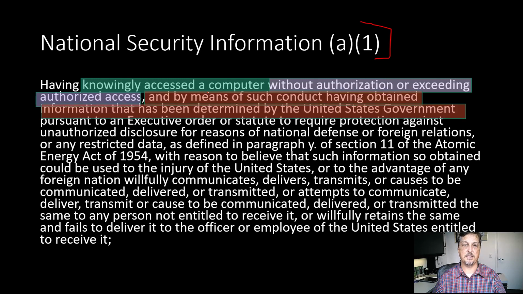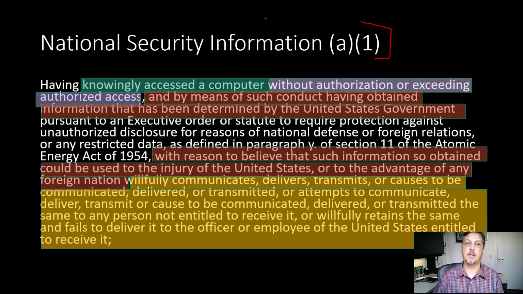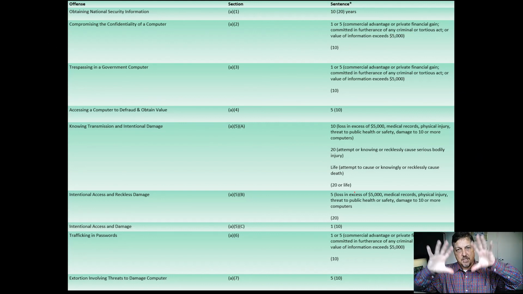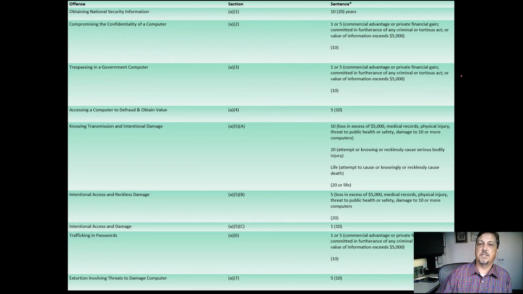And then we have a separate part of the statute, actually the first part of the statute, specifically about national security information. And this is a pretty long and convoluted section. So to try and break it down into elements: knowingly access without authorization or exceeding authorized access, and by means of that access, obtain information that is determined by the United States government to be classified, to affect national security. So classified information. And obtaining that information with reason to believe that the information could be used to injure the United States or to advantage a foreign nation, communicating, delivering, transmitting, and so on, that information, or failing to return it to the United States. All right, so that's a kind of summary of the different elements of the different crimes under the CFAA.